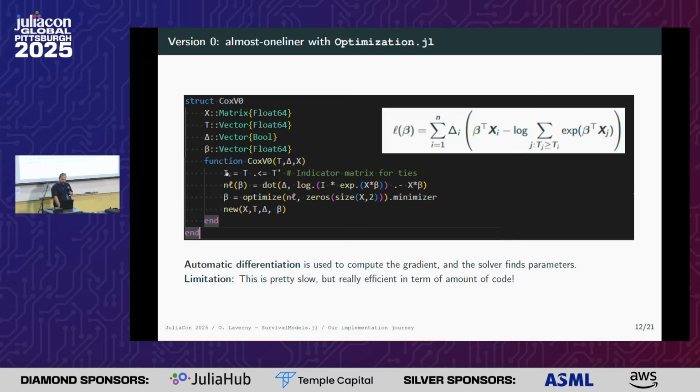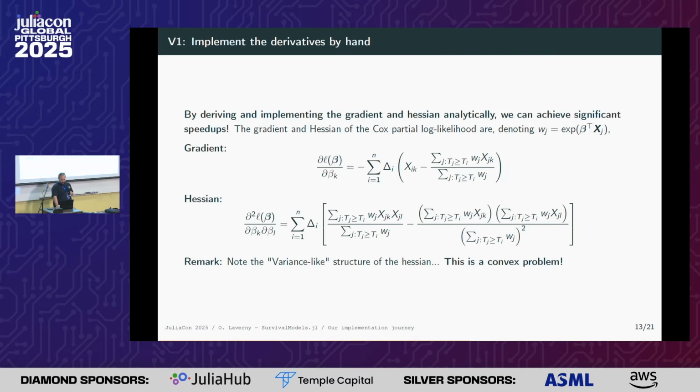And here there is a matrix I of indicators that is very structured. And this structure can be exploited to do much better in terms of performance. So this is what we tried in the first version, to implement the derivative by hand instead of having them computed by the automatic differentiation method.